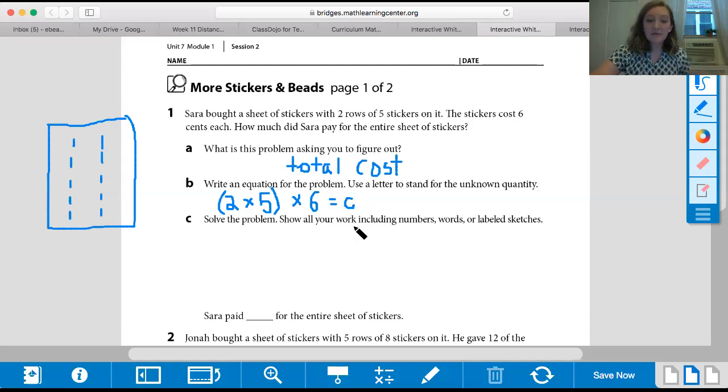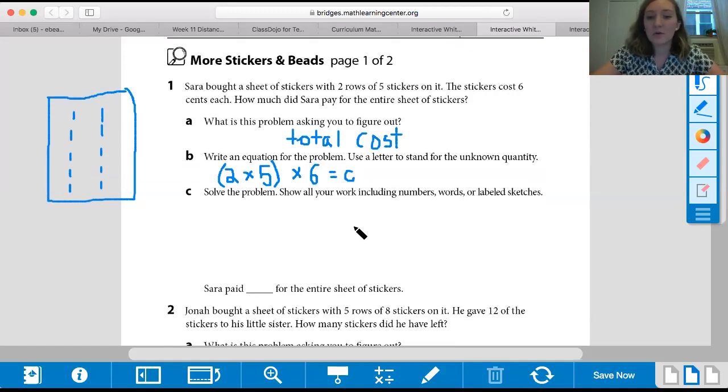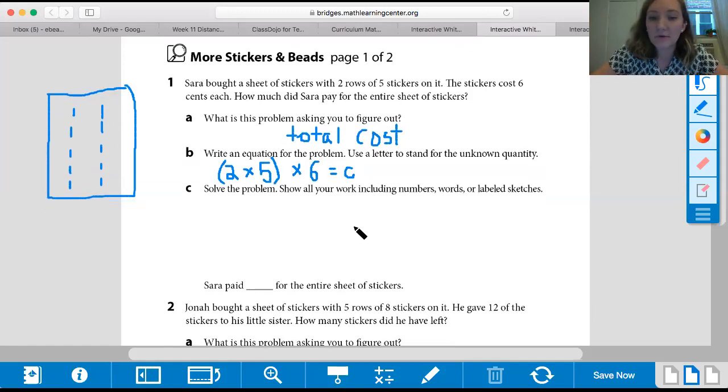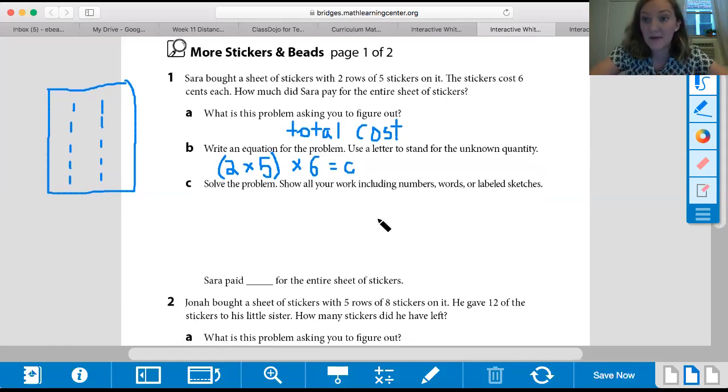So now let's solve the problem. Show all your work, including numbers, words, or labeled sketches. I want you to go ahead and solve this. You can write what is 2 times 5, multiply that by 6, and write your answer. Okay, pause the video while you work.